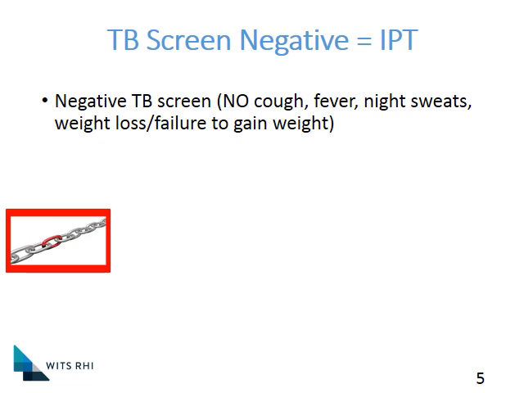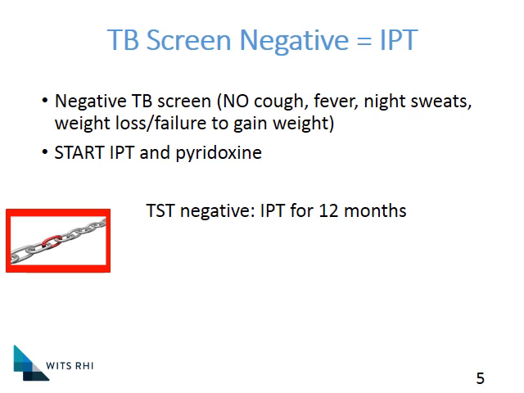So our TB screen does not mean taking a GeneXpert, it means a symptom screen. So the mom must have no cough, no fever, no night sweats, and no weight loss or failure to gain weight in pregnancy. And all of them we would start on IPT and pyridoxine. You don't need to do a TST to start the INH, but you do need to do a TST to know how long you're going to give the INH for.